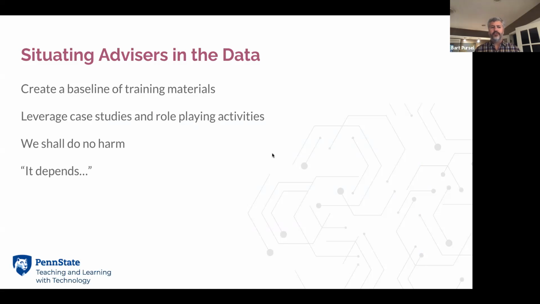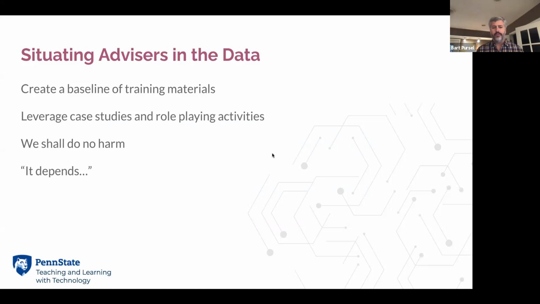And it goes a little bit beyond training. It's part of what I would call maybe situating your end users in the data. With Elevate, this is very much our advising community, right? To make sure that we have a baseline of training materials that very clearly indicate the data definitions. What does this data mean? The raw definitions of the data. What are the different elements of the user interface? What is the functionality of the user interface? To make sure everyone has that same baseline understanding.